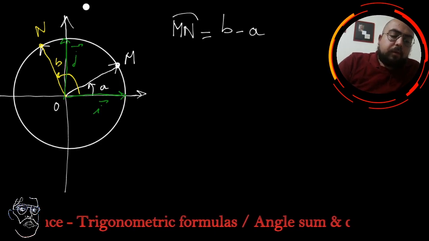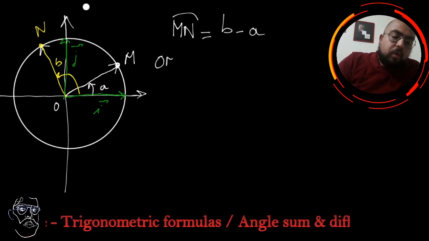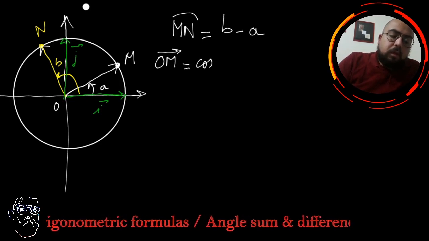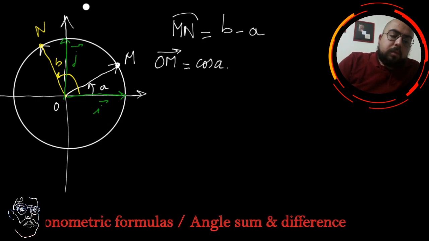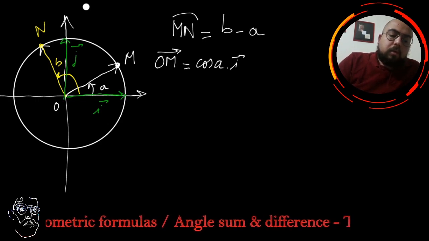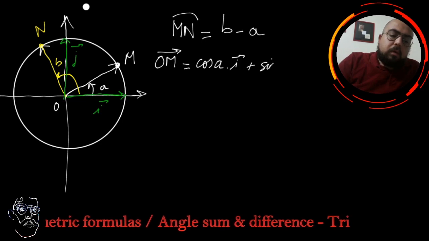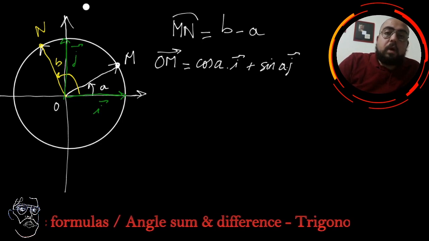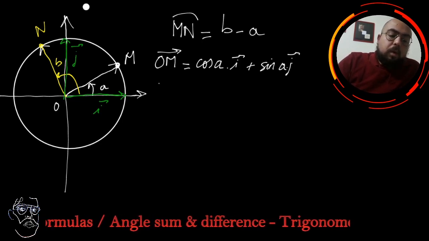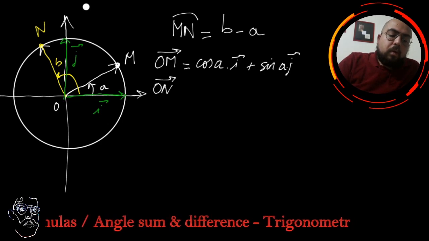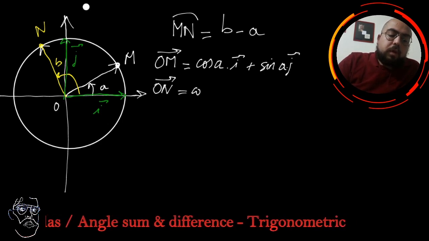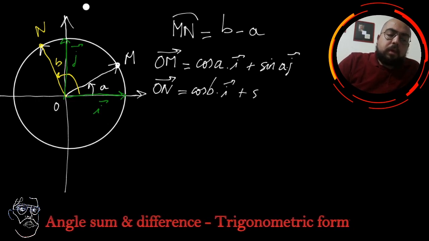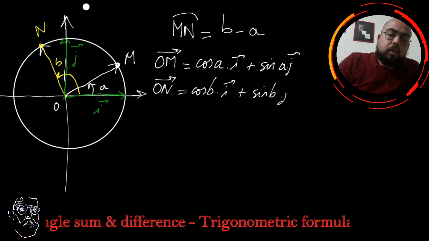Now, what about the vector OM? If I'm going to write OM vector, it will be cosine A times I plus sine A times J. This is how it is defined. What about the vector ON? ON is defined as cosine B times I plus sine B times J.